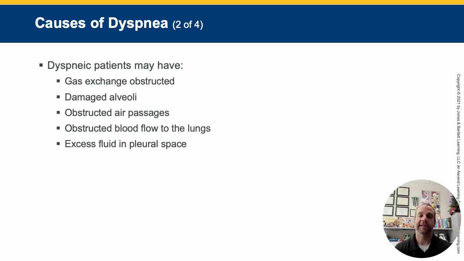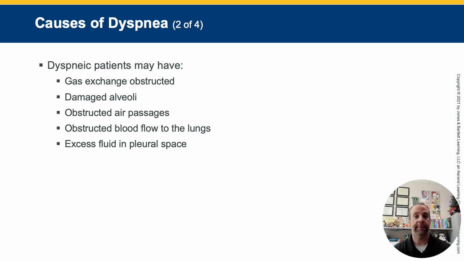So this slide explains the mechanisms behind why a patient might experience shortness of breath. For effective gas exchange to take place, air must reach the alveoli and the blood must flow through the capillaries. If either side of that equation is impaired, the result is going to be shortness of breath. One possibility is that gas exchange is obstructed. For example, fluid in the alveoli from pulmonary edema or thick mucus from pneumonia can block the transfer of oxygen into the blood.